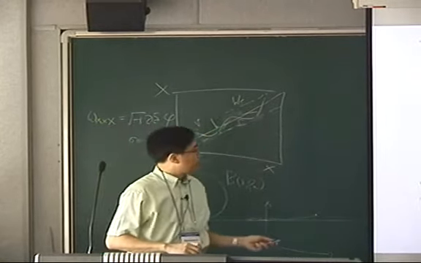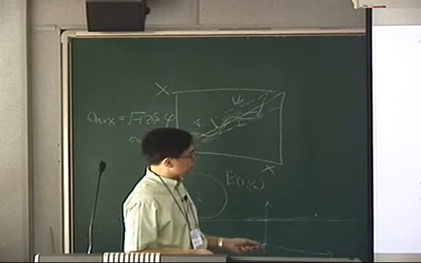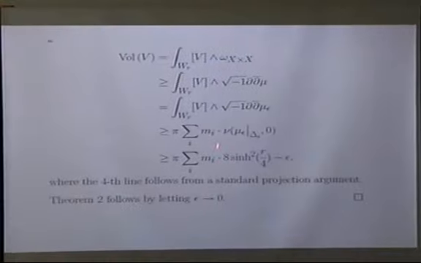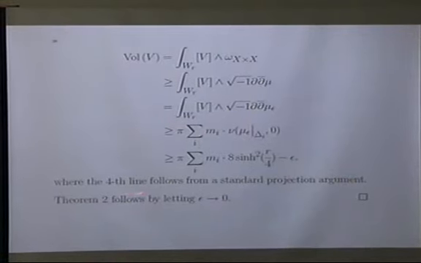So it's bigger than or equal to 8 hyperbolic sine squared of r over 4. So essentially it's just Stokes' theorem, and for this you just use a certain projection argument. So this is the proof, actually.